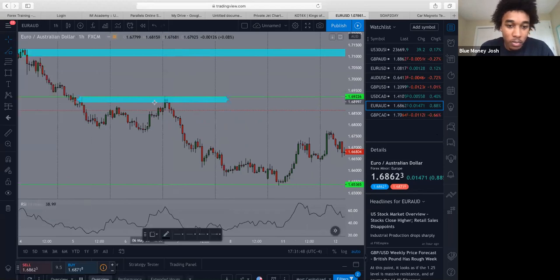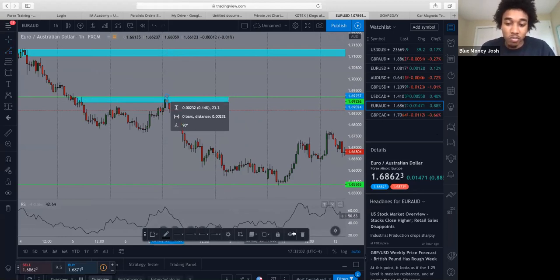Where is it? So you're going to enter as soon as it goes into this price action zone. You're going to put your stop loss above here. In this case, it's 23 pips. Would I take that? No.